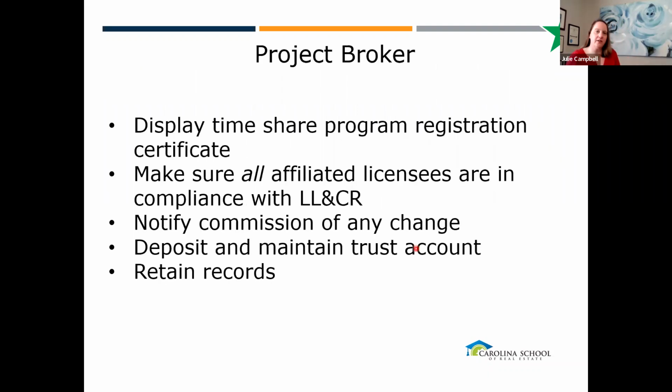Back to the project broker, just like the broker in charge. Big picture, they're managing the day-to-day operations, making sure everybody's in compliance with license law and commission rule. If there are W-2 employees, making sure they're doing acts allowable for W-2 employees. They always need to notify the commission of any changes in the development status, name, address, email address. The project broker may be maintaining the trust account on behalf of the developer, and they're the ones keeping all records.